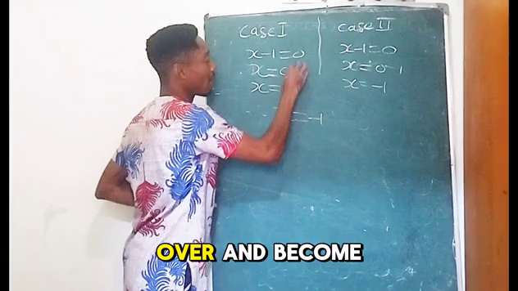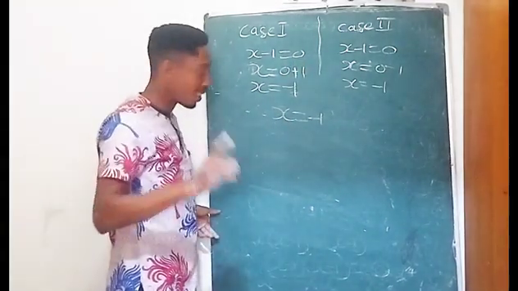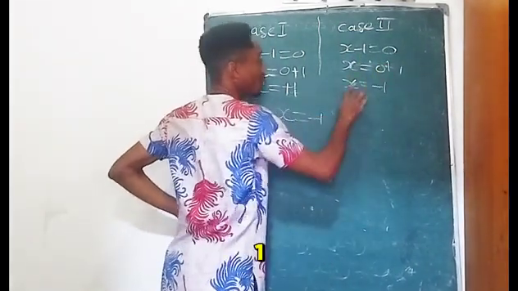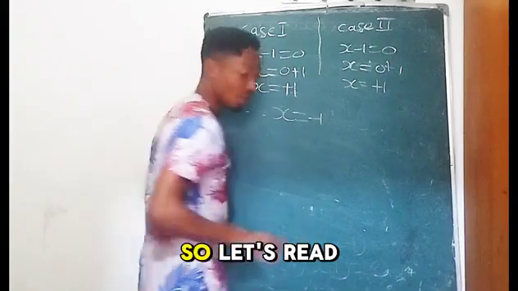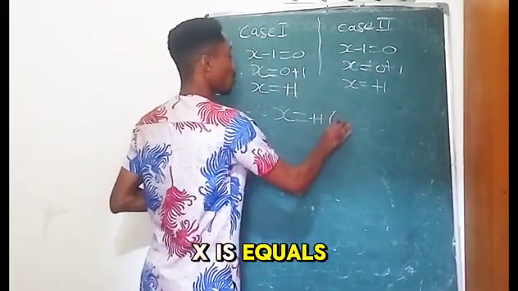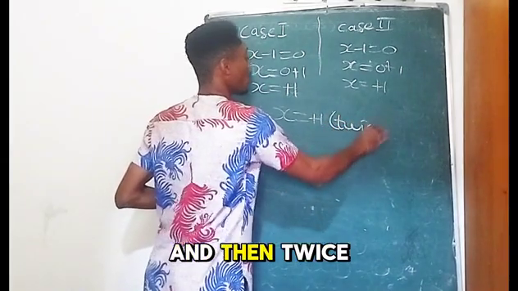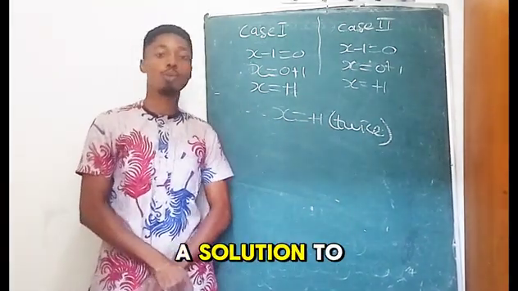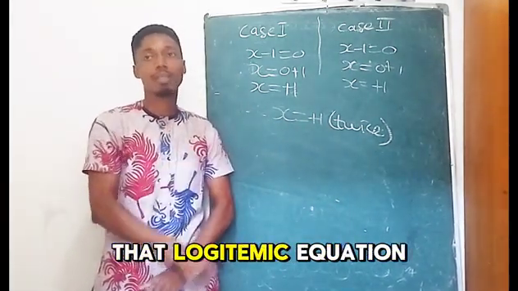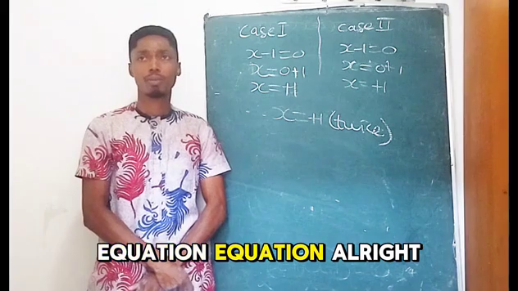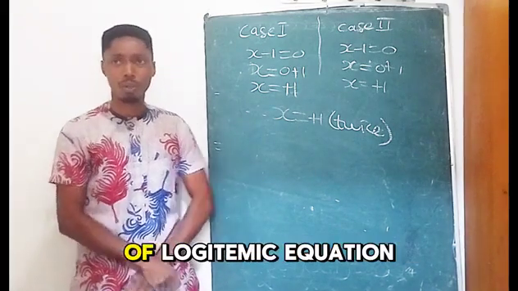Minus 1 crosses over and becomes plus 1. A little bit of correction. So let's do that correction. Alright. So that means x is equal to plus 1 twice. Yes. So this is the solution to that logarithmic equation. Alright, this is one of the examples of the logarithmic equation.